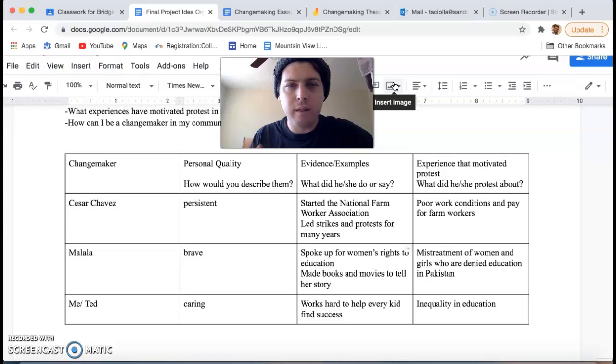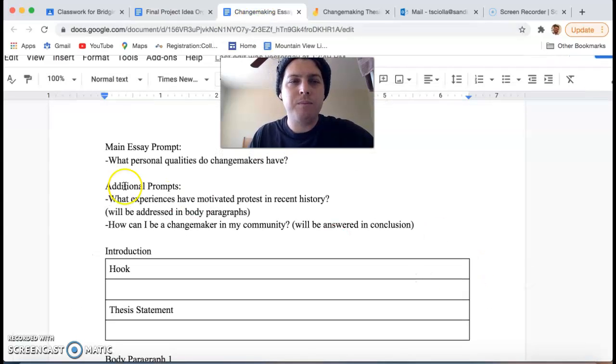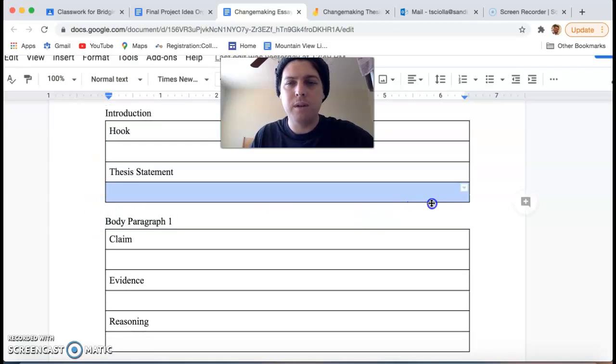Once you have the final idea organizer completed, it's time for you to work on the outline. When you start your essay, you are going to start with your thesis statement. The thesis statement is the place where we should start anytime we're writing an essay, whether it's for my class, for the state testing, for Jay's class. You always want to start by coming up with your thesis statement, because that's going to tell you what the whole essay is going to be about.